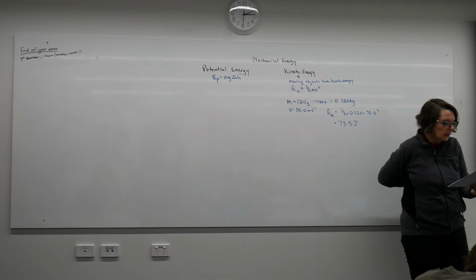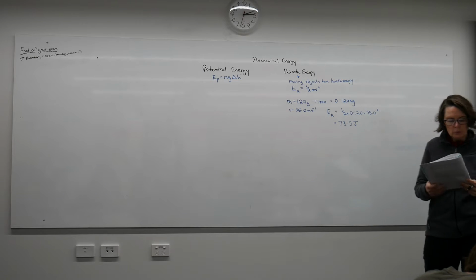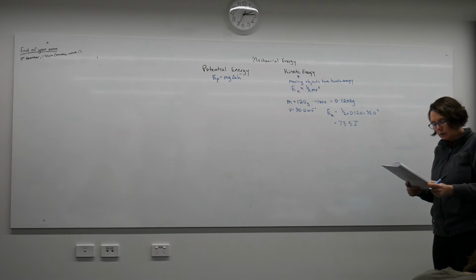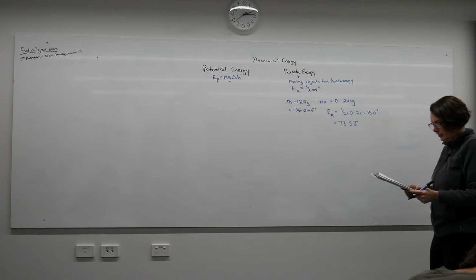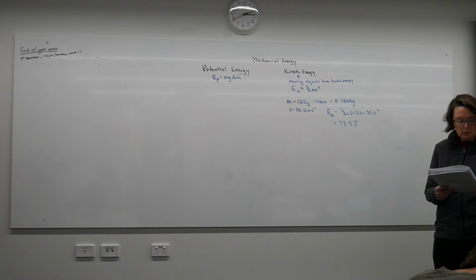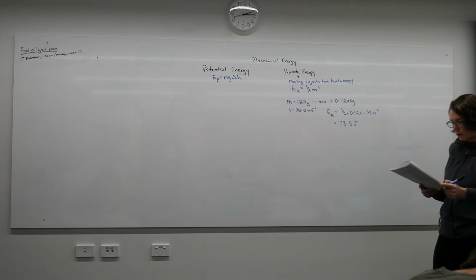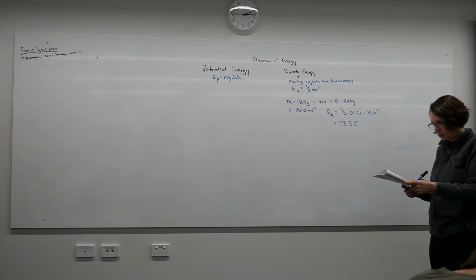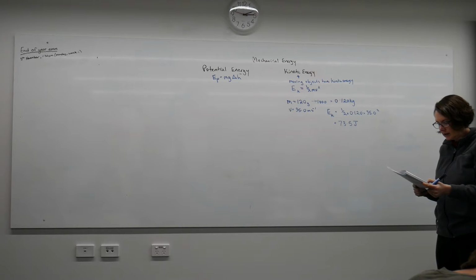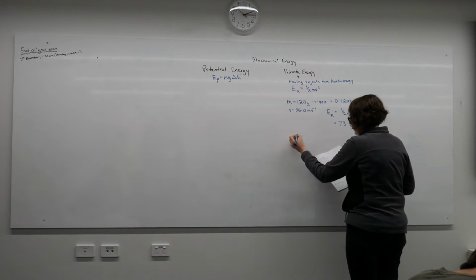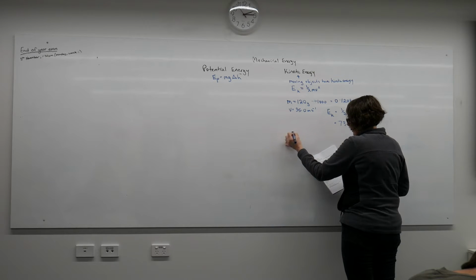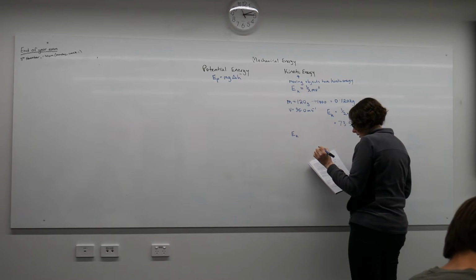The second example, the kinetic energy of moving cars is of interest to people investigating road accidents. For example, the kinetic energy of an average small car with a mass of 1.4 tonnes when travelling at 60 kilometres an hour can be calculated. So we want to find, trying to find kinetic energy.